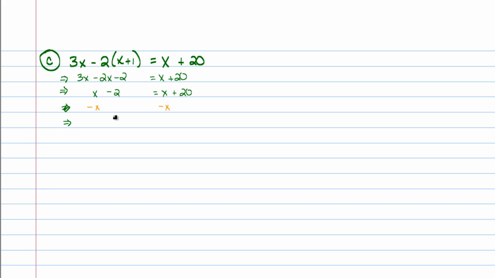And we get the following. X minus x, that's gone. X minus x, that's gone. A lot of people, by the way, I've noticed this written, they think that there should be an x, so they write 1x over here. X minus x is nothing, and the x minus x over here is nothing. So you get negative 2 is equal to 20, and you ask yourself, is that true?